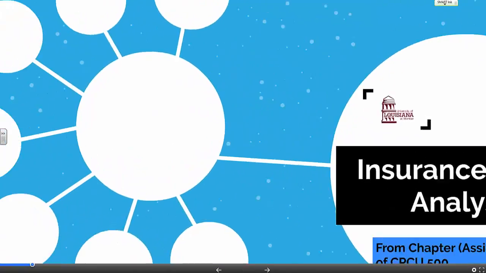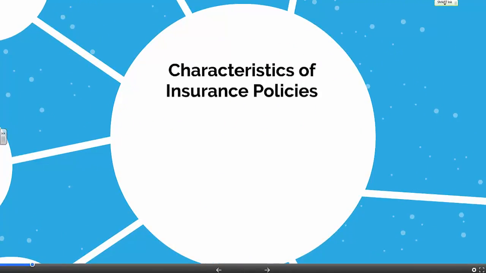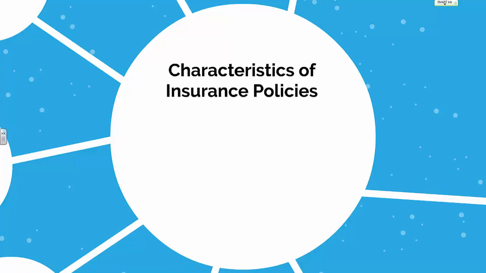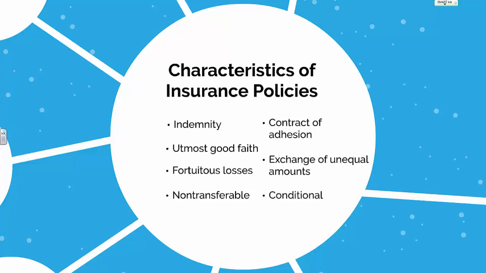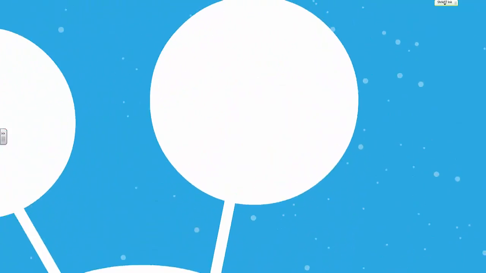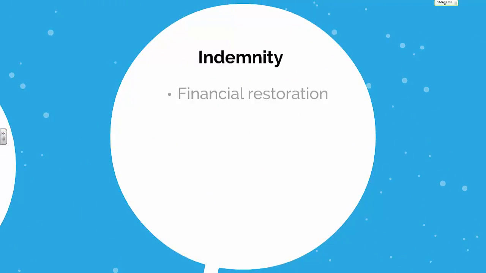So let's start with characteristics of insurance policies, which will be the longest section of this lecture. We'll talk about indemnity, utmost good faith, fortuitous losses, non-transferable contracts, contract of adhesion, exchange of unequal amounts, and conditional contracts. All of these were concepts we discussed in ARMIN 2005. So let's start with indemnity.